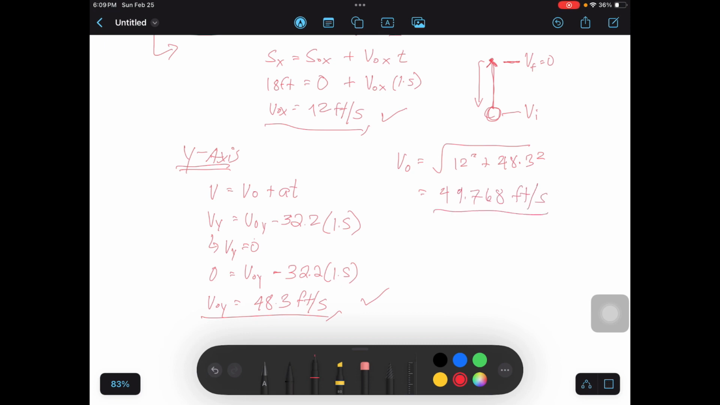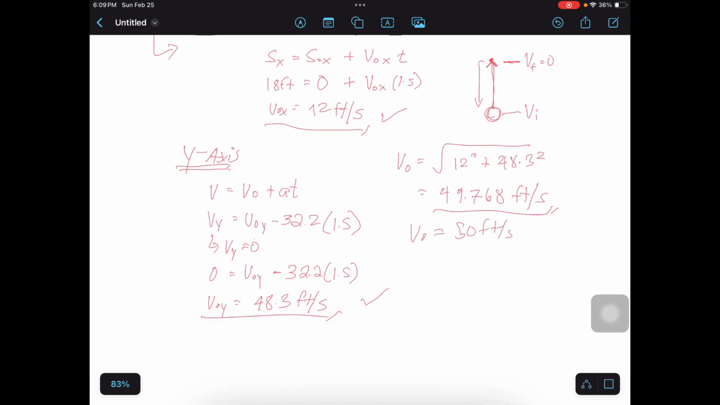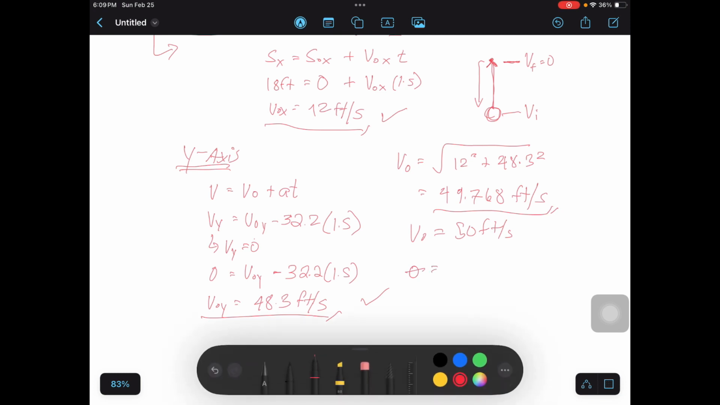So, this is the final answer. V0 is equal to, you can now say, 50 feet per second. So, nakuha na natin yung V0. Let's get yung theta. So, angle lang yan. Same method, arctangent natin yung V0y over V0x. Ano to? 12.